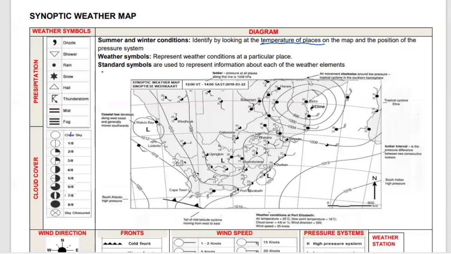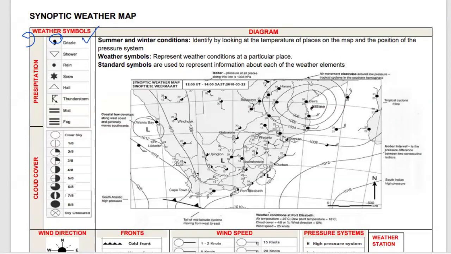Then let's go to the weather symbols which are used on the synoptic map. What you should always keep in mind is that you should know these weather symbols as they are drawn and shown on the synoptic map. We have this one here. You can see the symbol, which is like a 9. That is the symbol for drizzle.